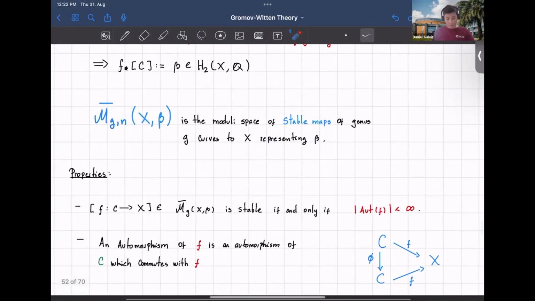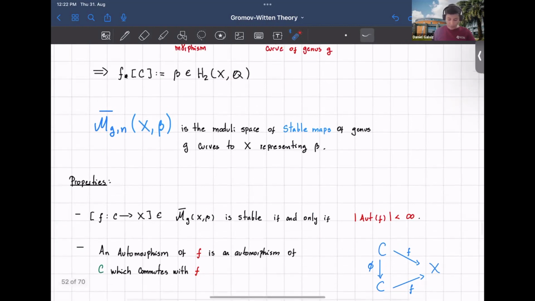Now it has some properties. For example, let's suppose this class that lives inside the moduli space is stable if and only if the number of automorphisms is not infinite. So saying it's stable is the same as saying it's finite.